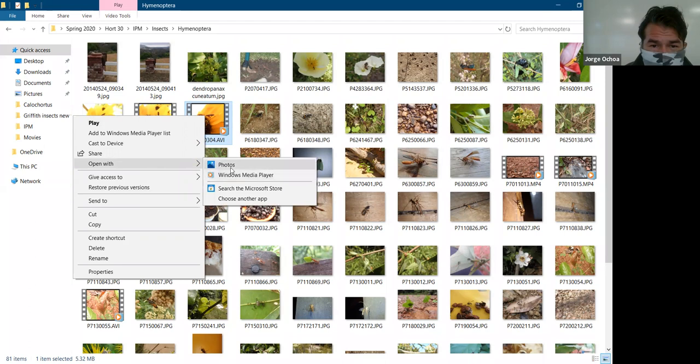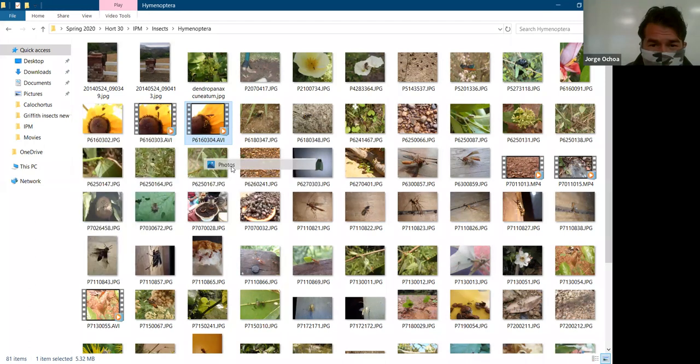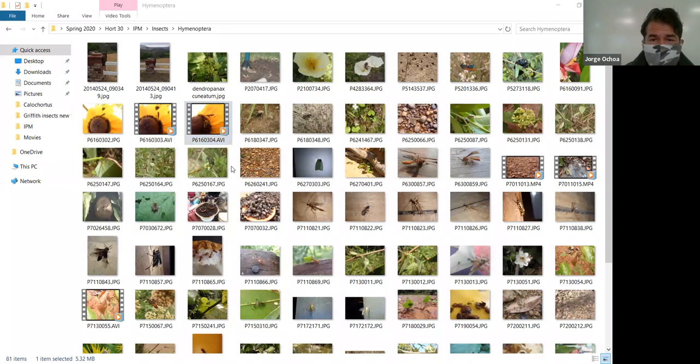What about you? There's a very long egg laying apparatus. Oh yeah, look at that.